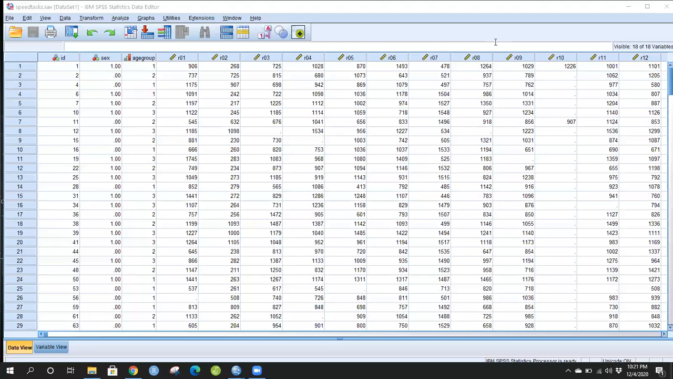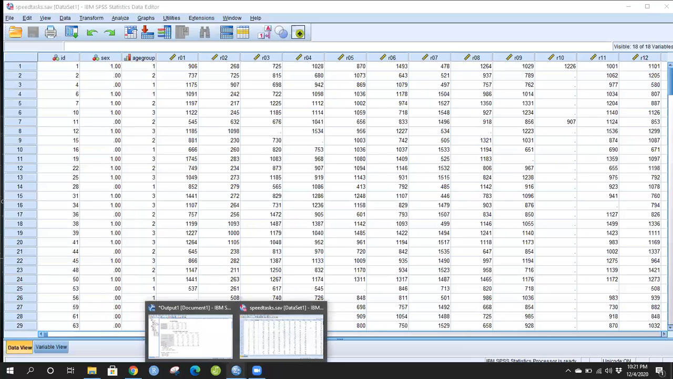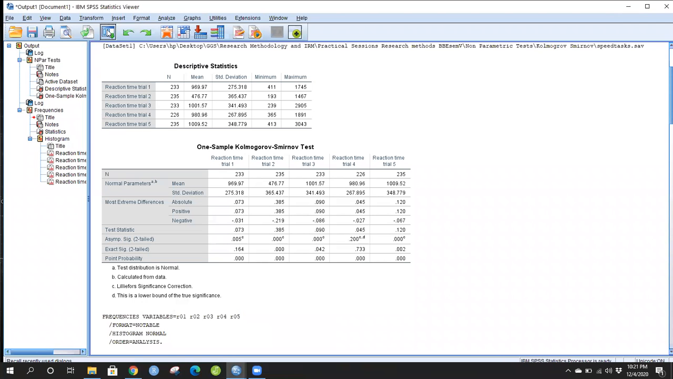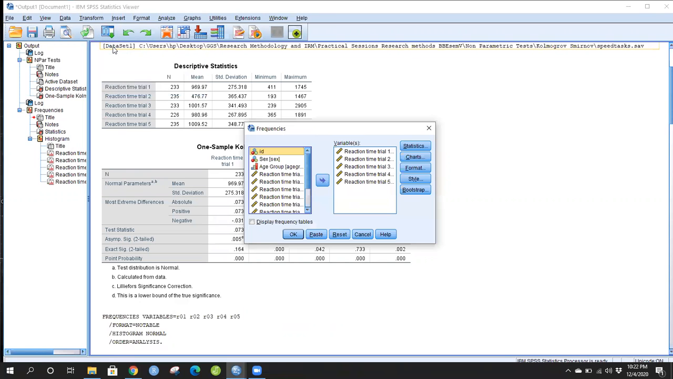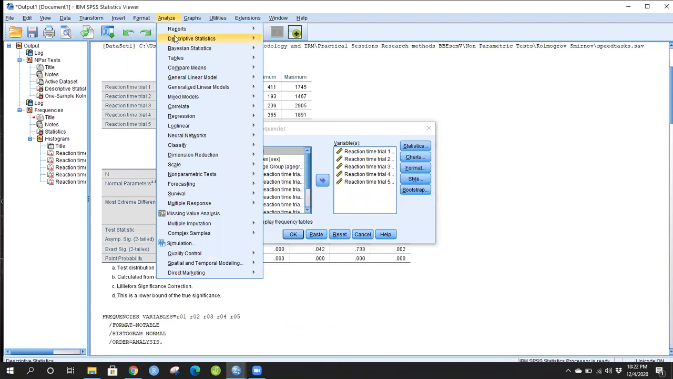So we'll be talking about this data set in which we have reaction times of different variables, R01, R02, and so on. The question is, which of the reaction time variables are likely to be normally distributed in the population? As a prerequisite, you can look at their histograms with the normal plots also. To look at the histograms, you go to Analyze, Descriptive Statistics, and then Frequencies.